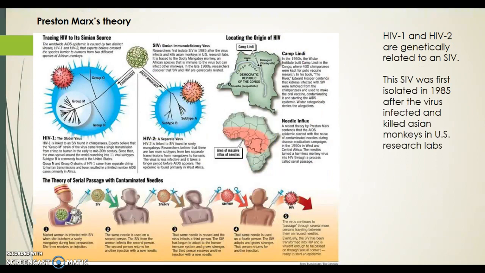The second theory was that of Preston Marx, a virologist from UC Davis. He contends that the AIDS epidemic started with the reuse of contaminated needles during disease eradication campaigns in the 1950s in West and Central Africa. The needles turned a harmless monkey virus into HIV through a process called serial passage.